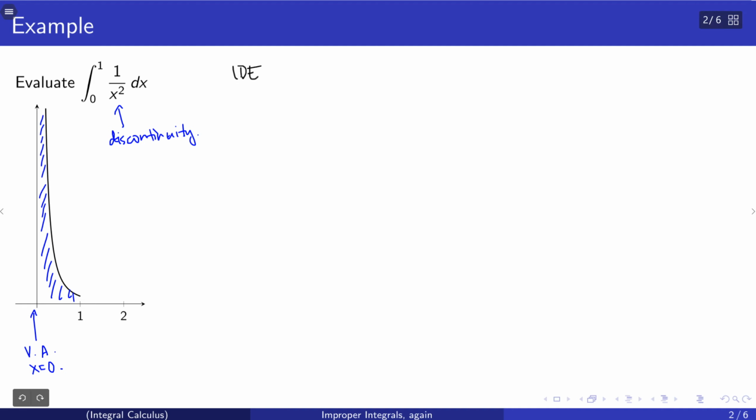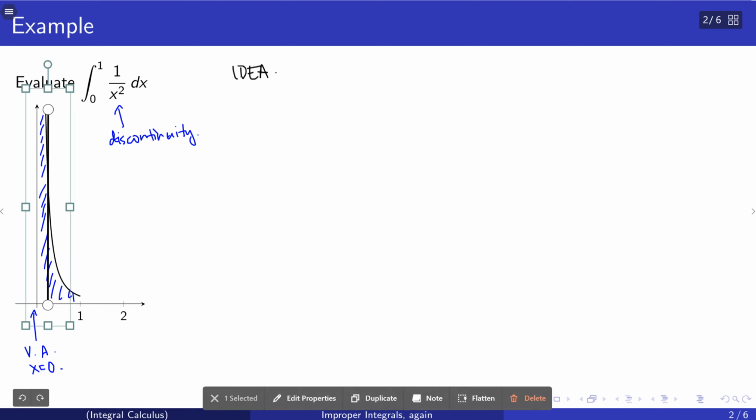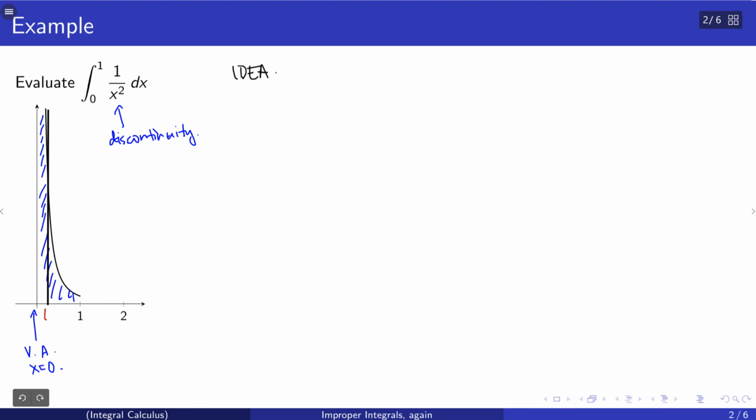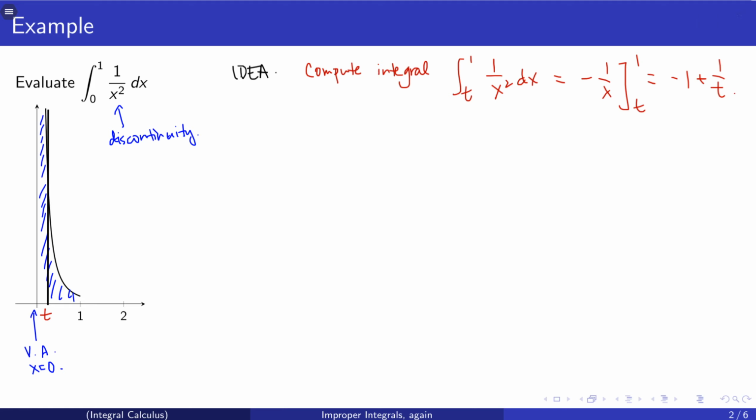So what I'm going to do instead, I'm going to cut this off somewhere, and I'm going to call that t, and I'm going to compute the integral from t to 1 of 1 over x squared dx. And this is equal to minus 1 over x from t to 1. And this is negative 1 plus 1 over t. And okay, using the same idea as in the first type of improper integral, I'm going to take now the limit.